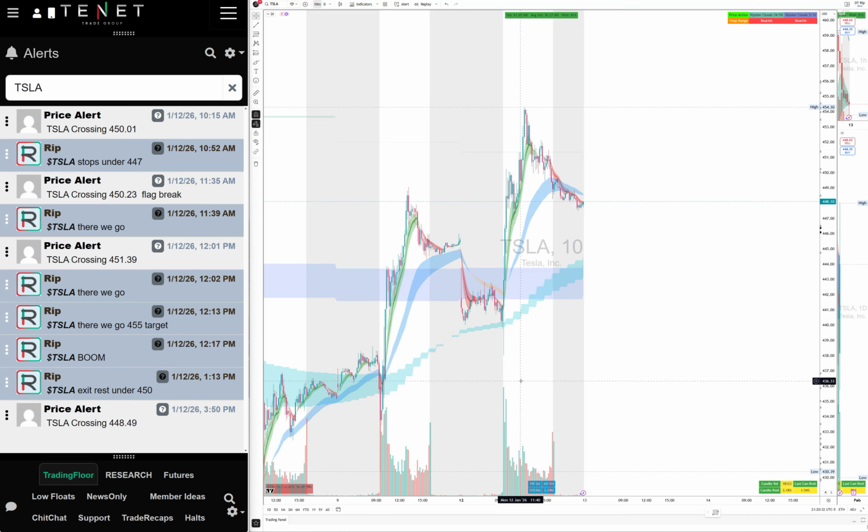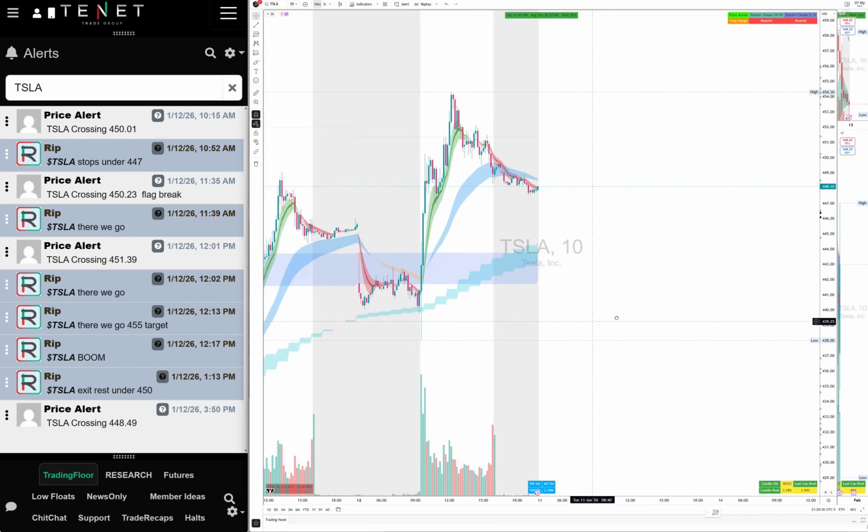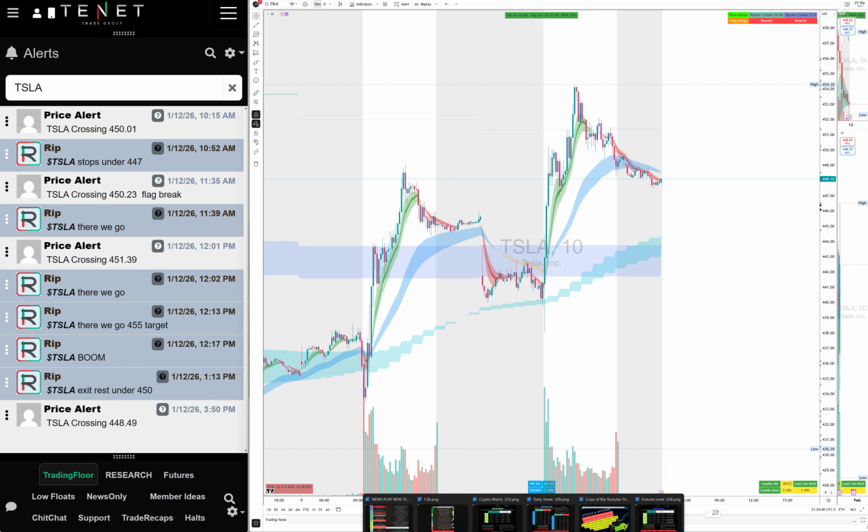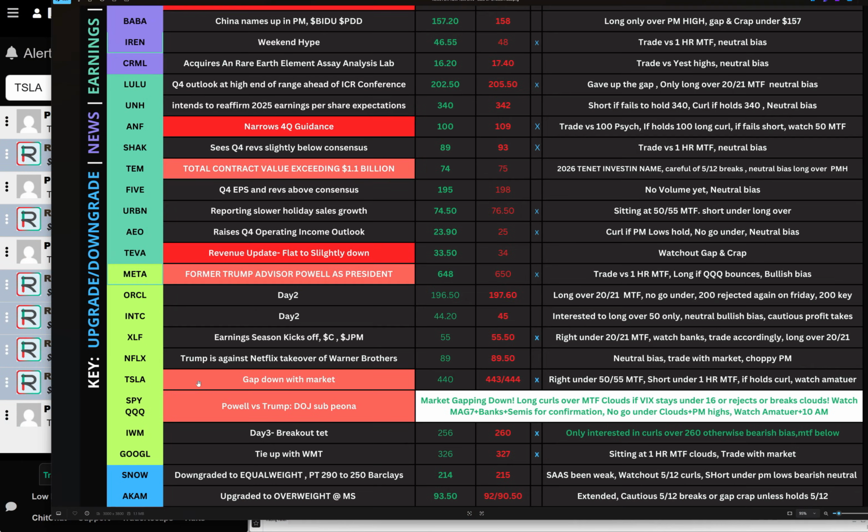Let's look at Tesla next. I was not too focused on Tesla because I was doing the market gap and gap fill setup. But let's look at what our plan was. Traders just literally killed Tesla as per the planning. So I highlighted it in red. I said Tesla gap down with the market, right under 50-55 MTF, short under 1 hour MTF. If it holds, call, watch the move.